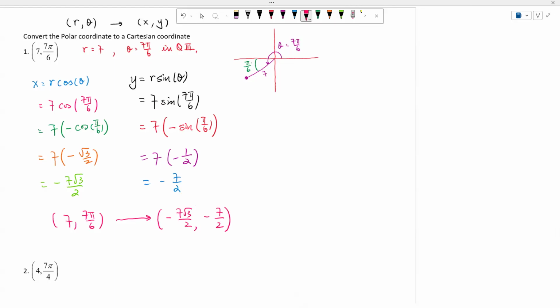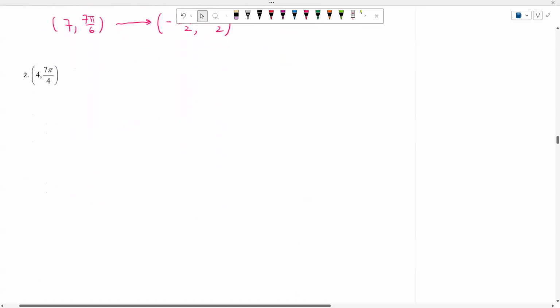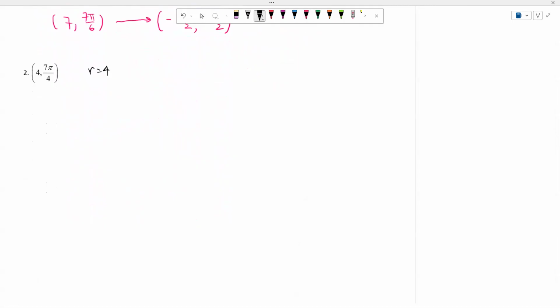Okay, so now it is your turn. Go ahead and try to work on the next problem. So r equal to 4, theta equal to 7 pi over 4, and this one is in quadrant 4. And the reference angle is pi over 4, right? We know that information.